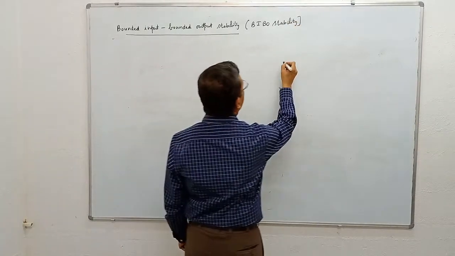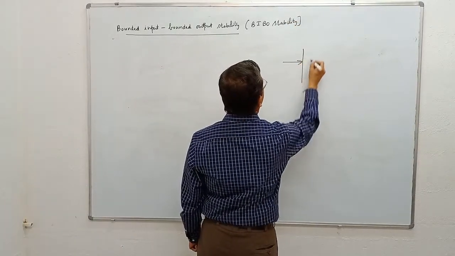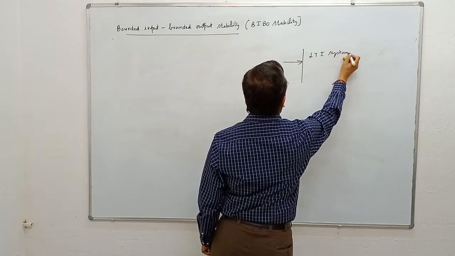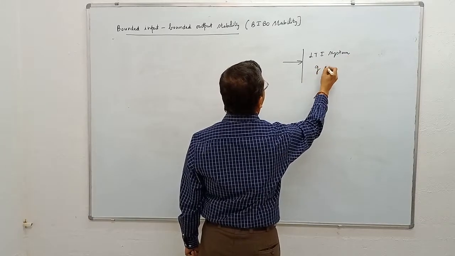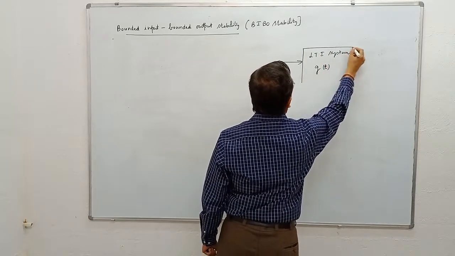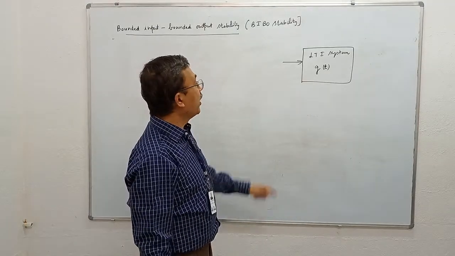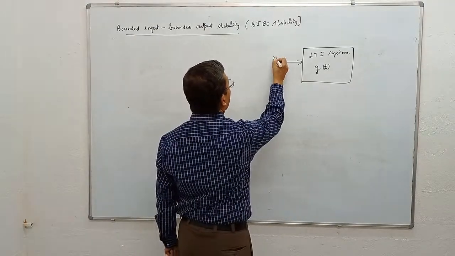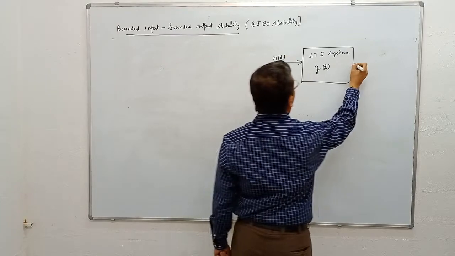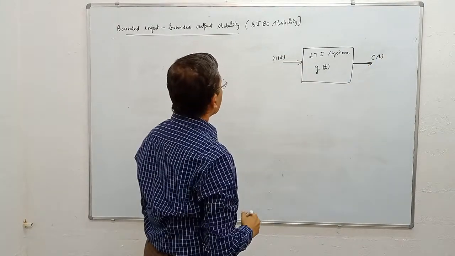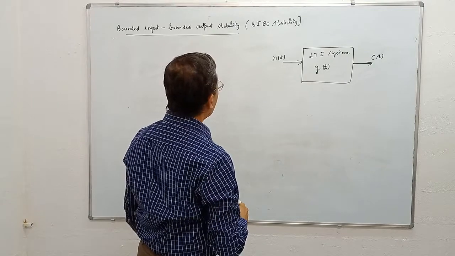Let us consider an LTI system. LTI means linear time invariant system having impulse response G of t. In signals and systems, impulse response is indicated by H of t. Input is R of t, output is C of t. Correct? What is bounded input?